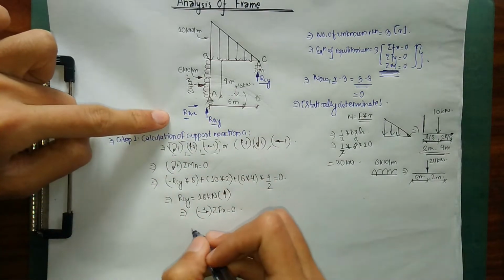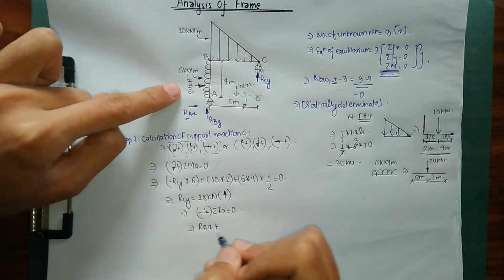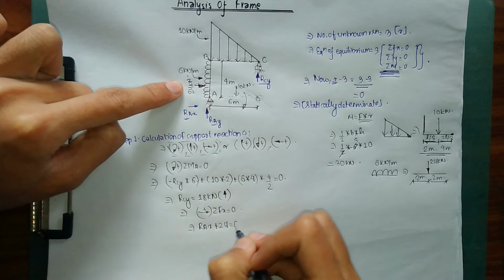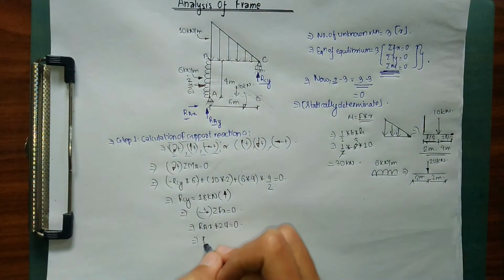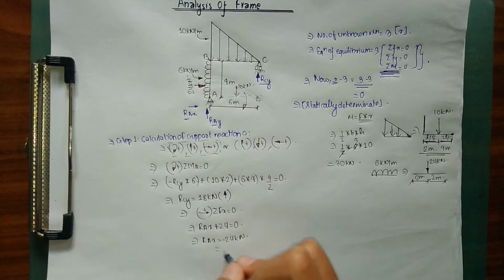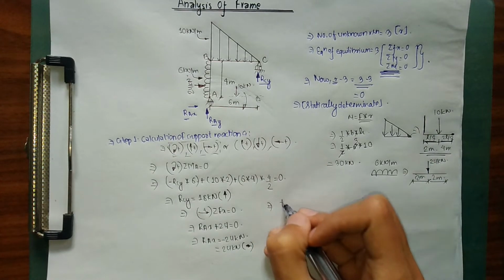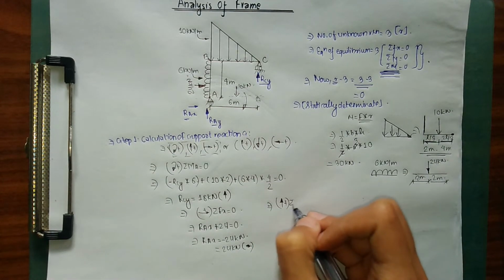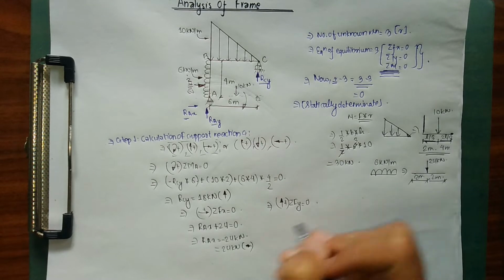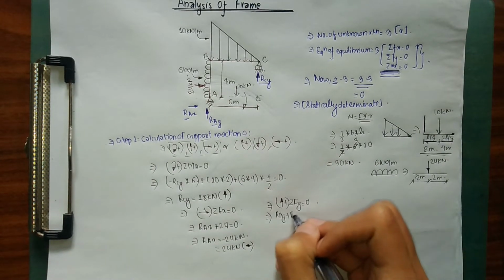We have RAX plus 6 into 4 is 24 equals 0, which means I am going to get my value of RAX as minus 24 kilonewton, which means 24 kilonewton is acting in the direction of left. Next we are going to find ΣFY. Right now I am taking forces acting upward as positive. ΣFY equals 0. So right now I have RAY plus RCY.